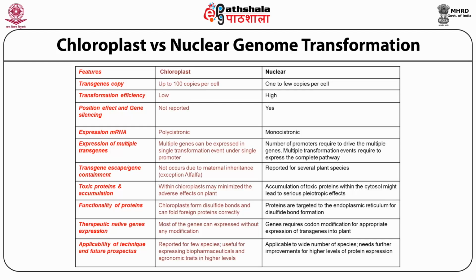Applicability: chloroplast transformation has been reported for very few plants, while nuclear transformation has been shown for a large number of plant species, though the level of protein expressed is low.